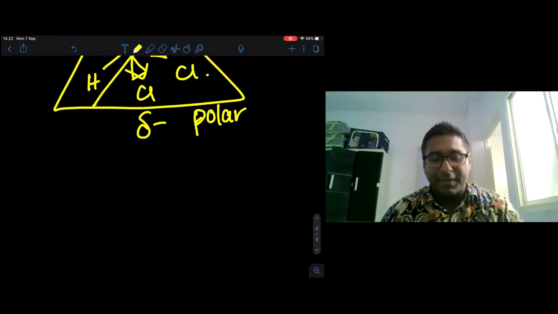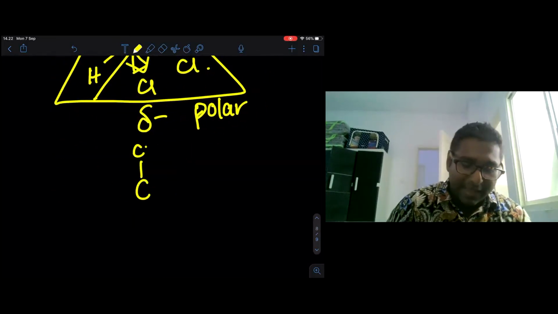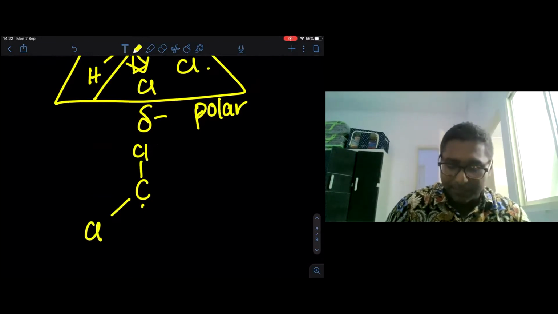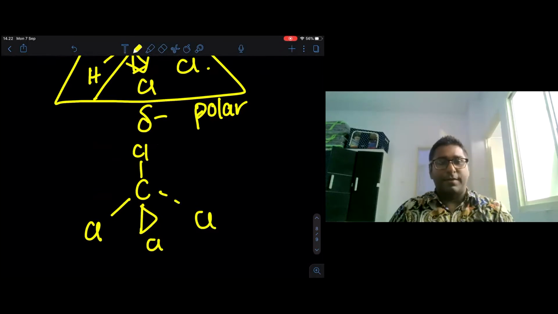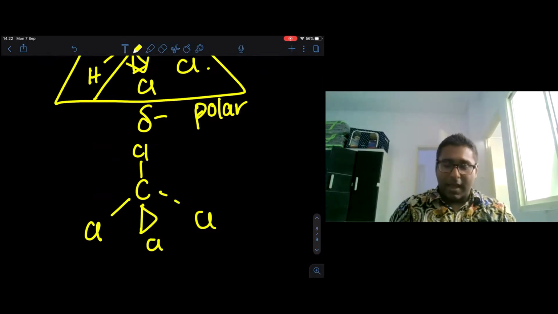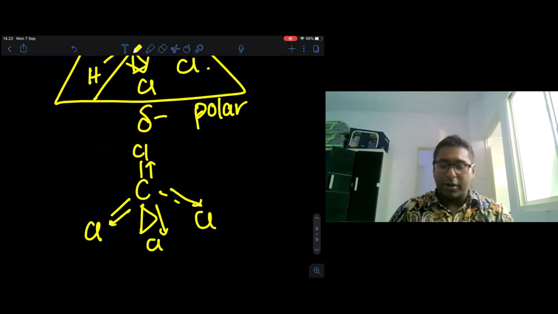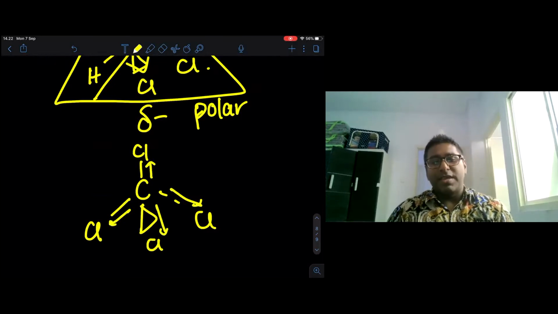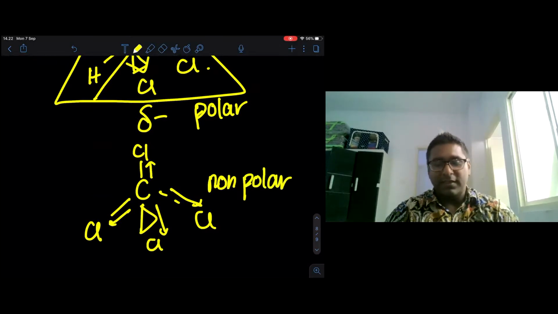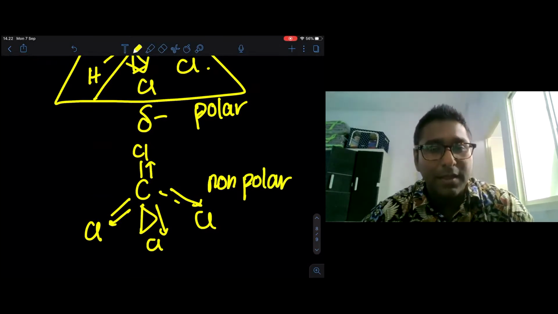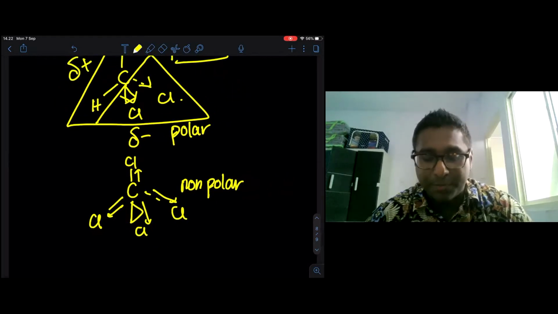But if I have a similar situation with Cl on every side, that's going to be different. Because the Cl atoms each pull the electrons equally, it is equally distributed. So we don't have any polarity here, and we call this molecule non-polar. Generally, this is something we need to analyze one by one.